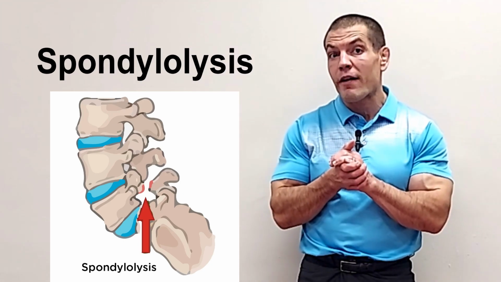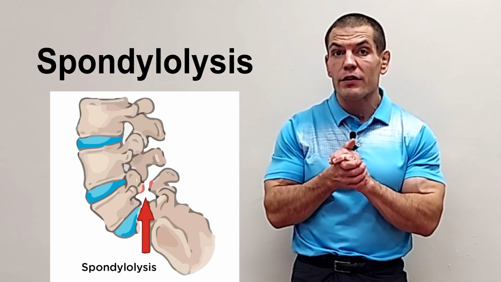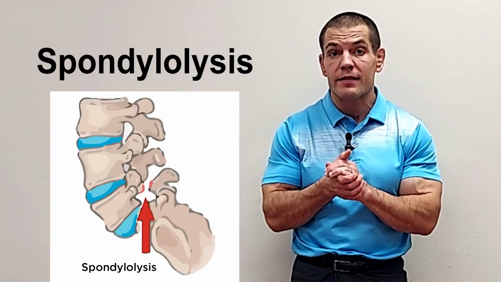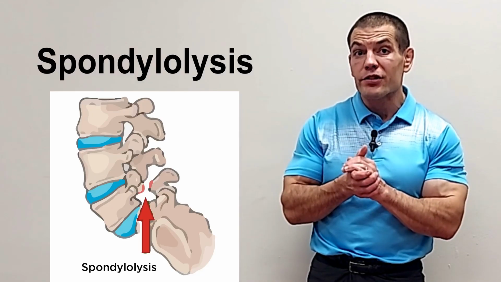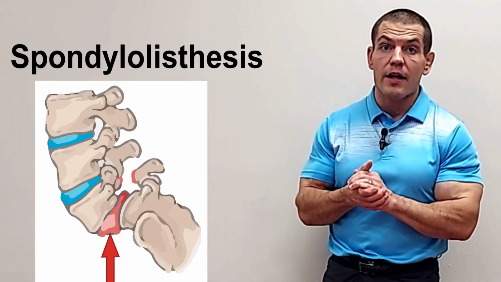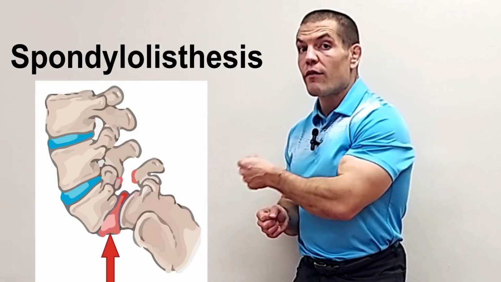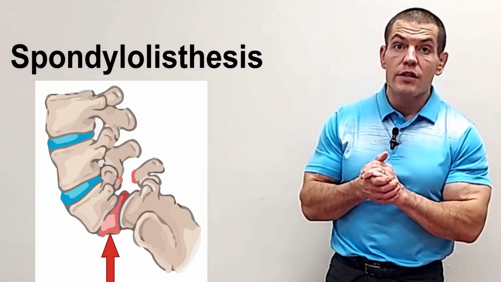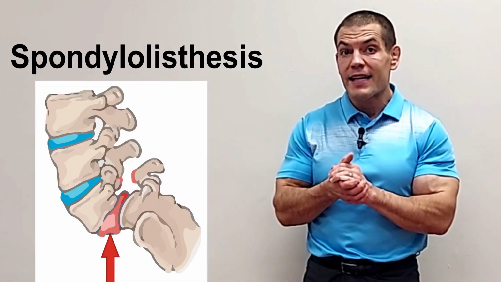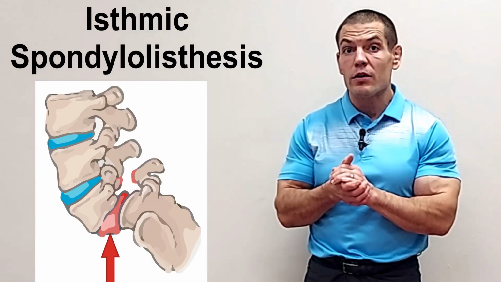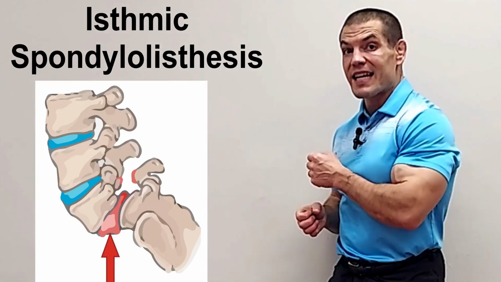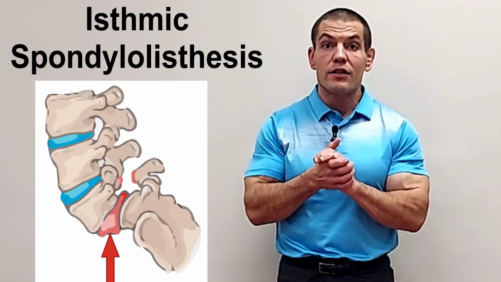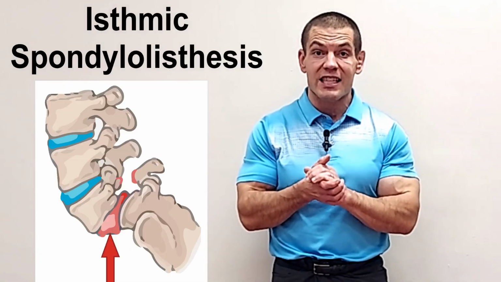Spondylolysis means a fracture of a part of the vertebrae called the pars interarticularis. And when that pars interarticularis fractures, sometimes it can cause one vertebrae to slip on another one. That slipping of one vertebrae on another one due to a fracture is called isthmic spondylolisthesis or spondylitic spondylolisthesis. So it's a slipping of the vertebrae due to a spondylolysis.